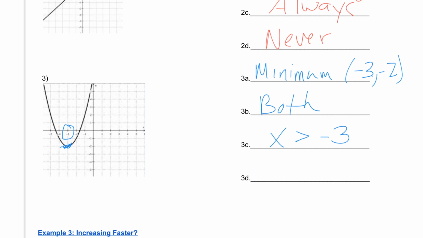And when is it decreasing? Well, it's decreasing for all x values smaller than -3, so in all these values. So here I would say when x is less than -3.